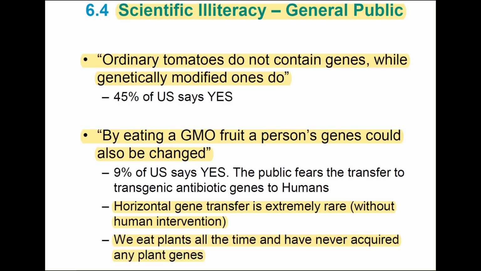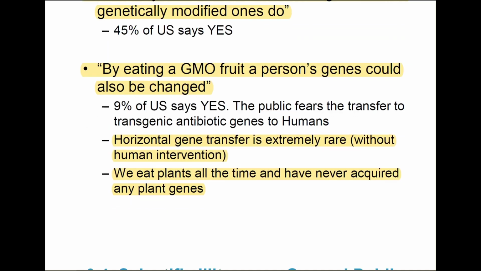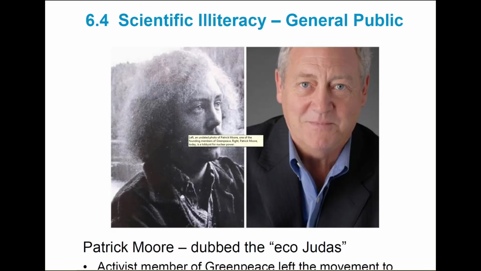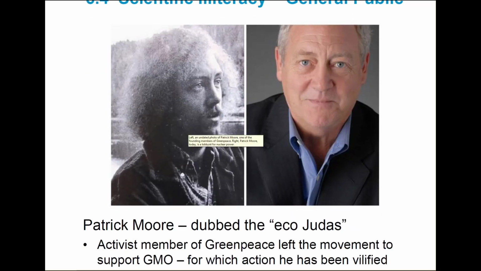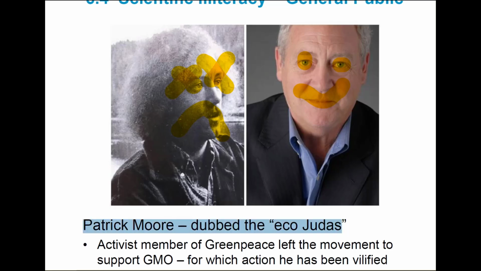This is another one of my favorite characters. This is Patrick Moore. In his younger years, he was a very strong activist of Greenpeace and opposed GMO plants. And this is him in his younger years, and here he is today. Amazing what a suit and tie will do. He now basically left this group and is in support of GMO, for which he has been vilified as an eco-Judas, right? Because he's turned his back and is supporting GMO now, the evil agricultural company.